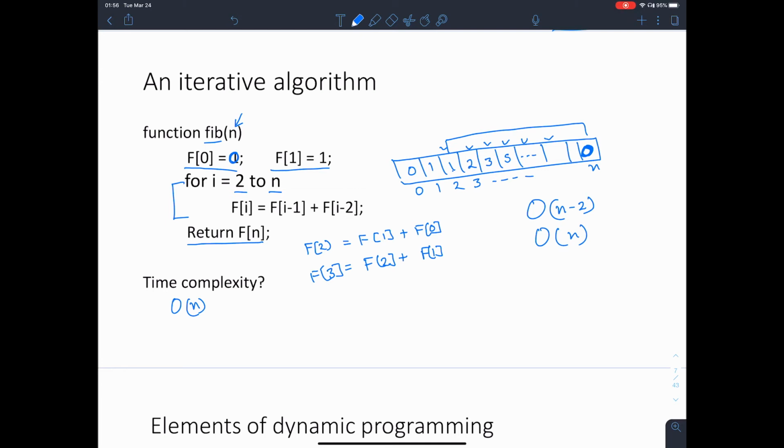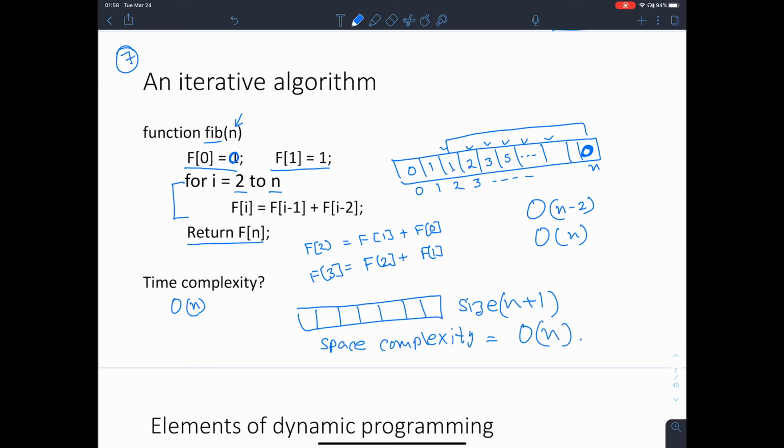There is another thing to consider in this algorithm. When we calculate the nth Fibonacci number, we created an array of size n plus 1. So in this case, we can talk about the space complexity also. For this algorithm, the space complexity is again order of n. So from our discussion, we found out that the time complexity of this algorithm is order of n and space complexity is also order of n.